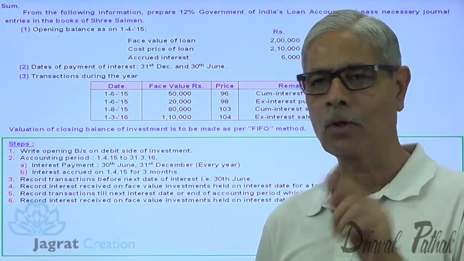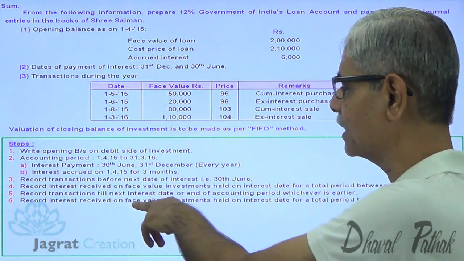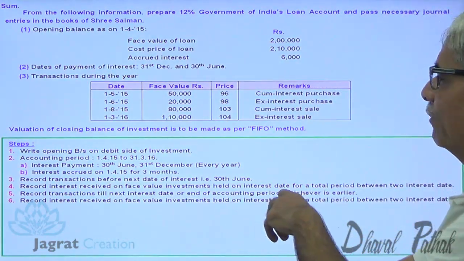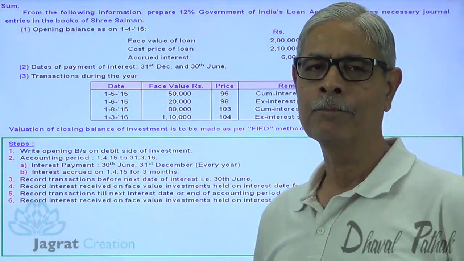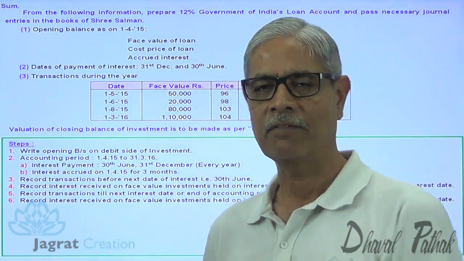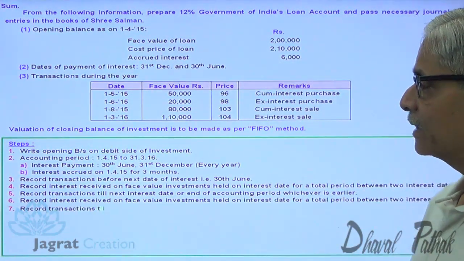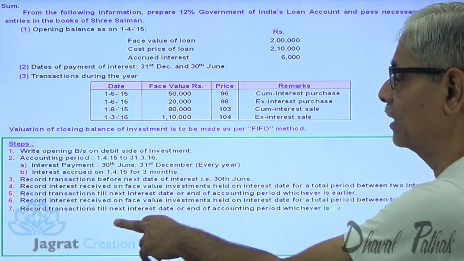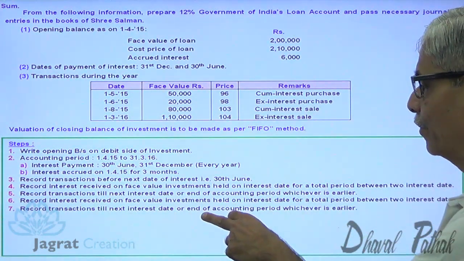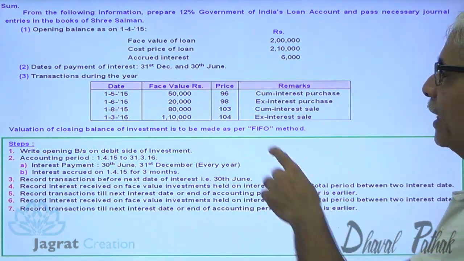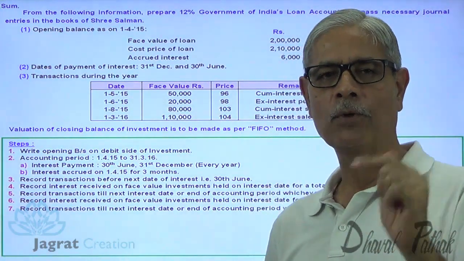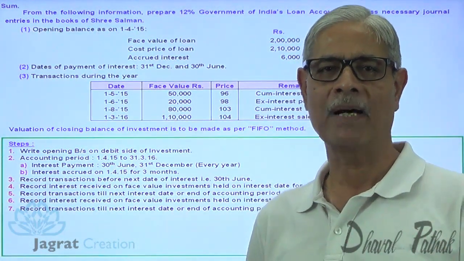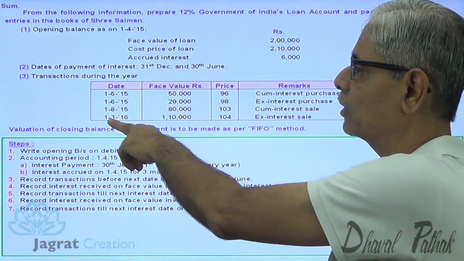Then once again, record the interest received on the face value of the investment. So on 31st of December, I am going to receive interest. That transaction will be recorded. Then once again, record the transaction till the next date of interest or end of the accounting. Now next date of interest is 30th June. Before that, accounting period ends on 31st of March. So record all the transactions before 31st of March.